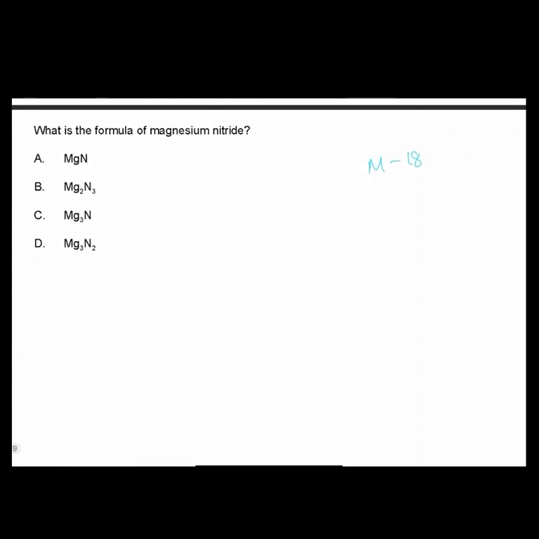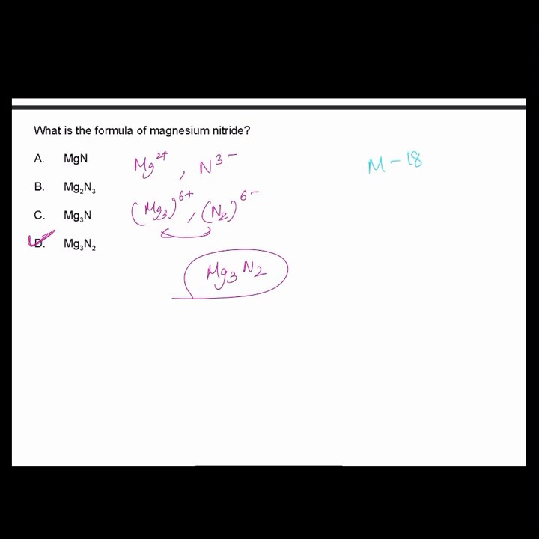Now to the next question, what is the formula of magnesium nitride? Nitride is N3 minus ion. Okay, so we have Mg2 plus and N3 minus. What we can do is take 2 N3 minus and make it a total of 6 minus charge, and take 3 Mg and make it 6 plus charge. If I combine both of them, your net charge will be 0. After this combination, my molecule will be Mg3N2, which is option D. And option D is the formula of magnesium nitride.